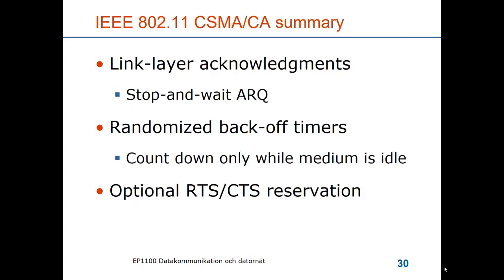So in summary, IEEE 802.11, the wireless local area network, uses carrier sense multiple access with collision avoidance. It relies on link layer acknowledgement and implements a stop and wait ARQ. It uses random backoff timers for backlogged nodes that count down only when the medium is idle. And it provides a means of using request to send, clear to send, which also resolves the hidden node problem.